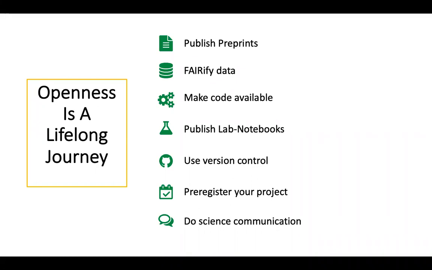It's always important to recognize that openness is a lifelong journey. And as I said before, there are many different ways you can start your journey. You can start publishing preprints. You can make sure your data are FAIR. You can start releasing bits of code onto GitHub. You can think about publishing your lab notebooks, using version control on GitHub, register your project on the Open Science Framework, start doing science communication, start talking more. There are many ways you can start shining a bit more light onto your research, making your research resources available, and just making yourself a bit more visible in the open science community.